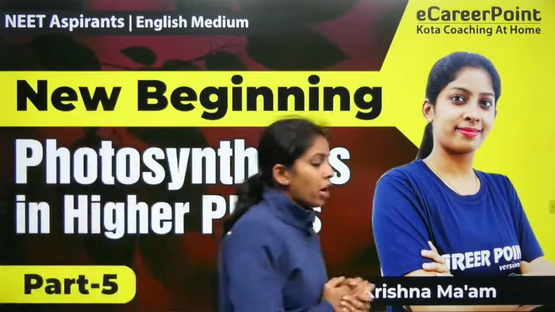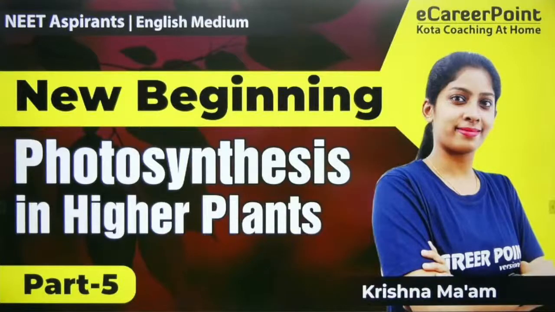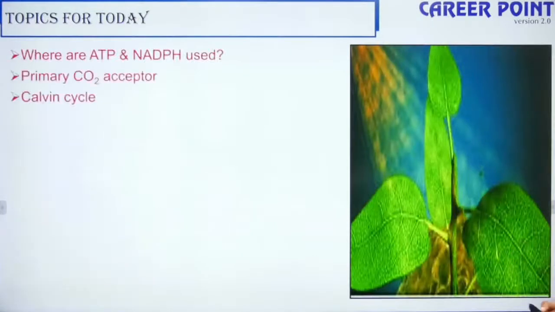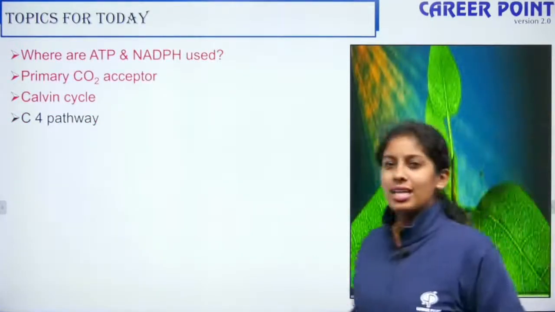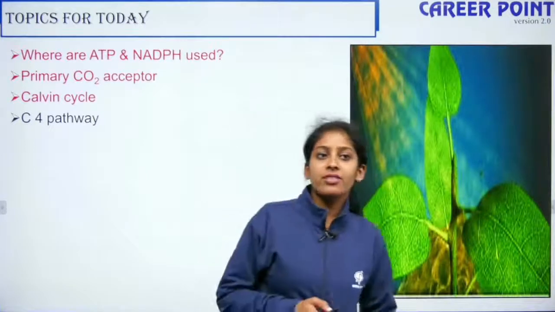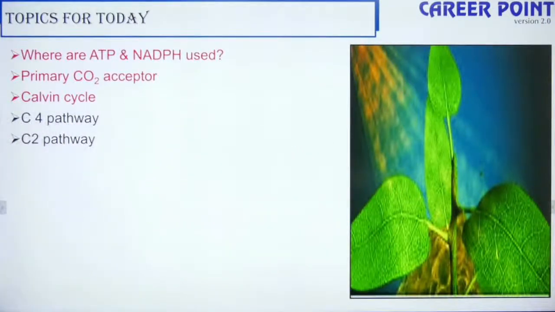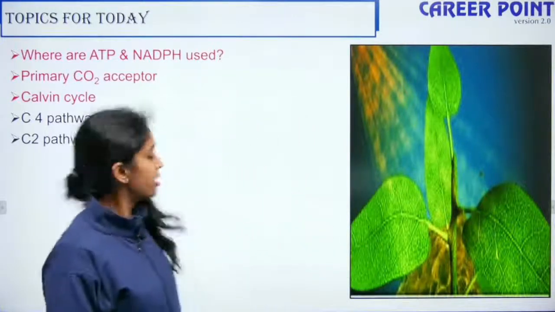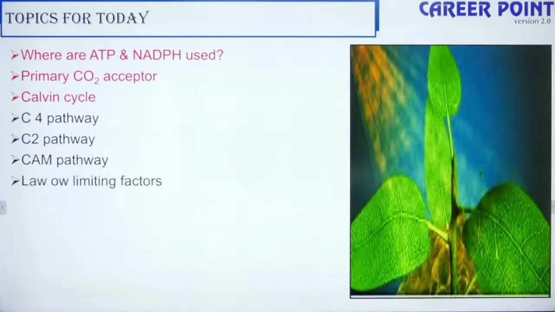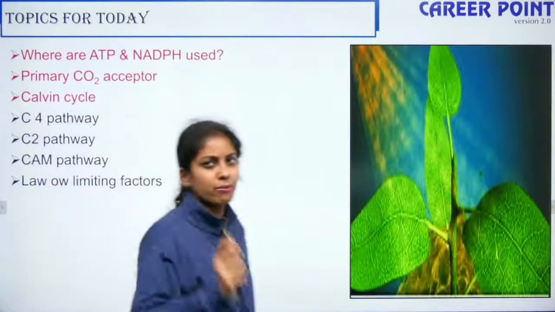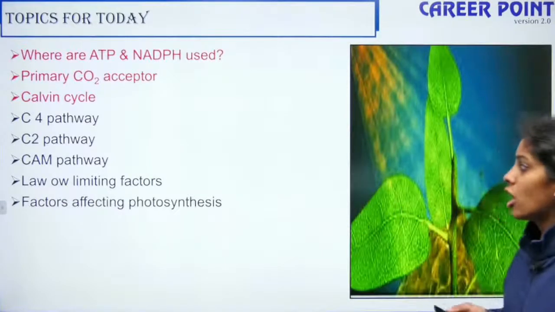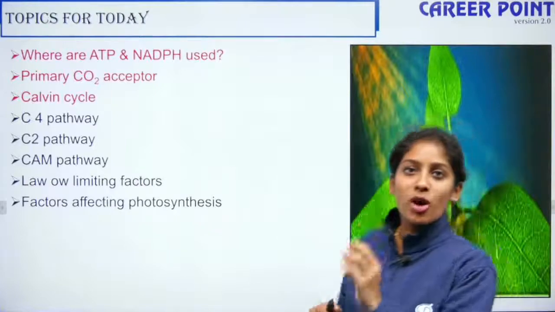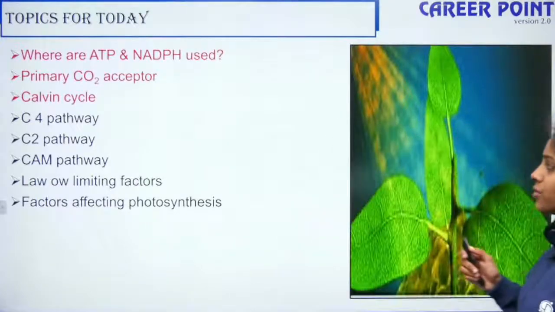Okay. So photosynthesis in higher plants. Let's move forward. What are the topics that we're going to talk about today? We are done with so many topics. We still have the C4 pathway left, and then we have the C2 pathway as well today. Sorry, I forgot that the C4 pathway is left. So we'll talk about the C4 pathway, the C2 pathway, the CAM pathway, and the law of limiting factors if time permits, otherwise I'm not rushing, and then we'll talk about factors affecting photosynthesis. Your C4 and C2 pathways are pretty important, so please pay good attention to that. Okay, let's move forward.